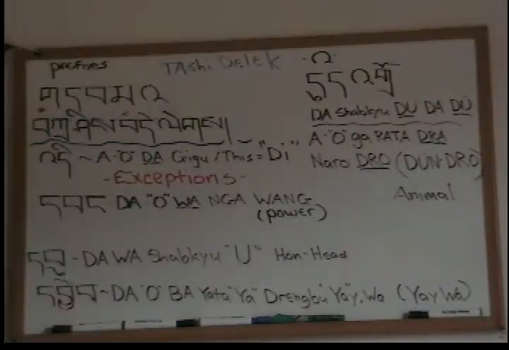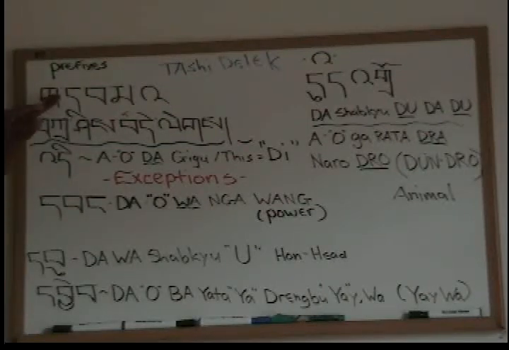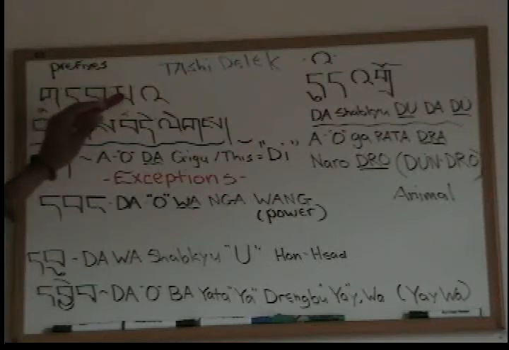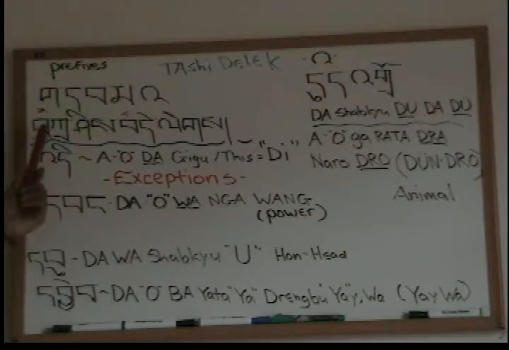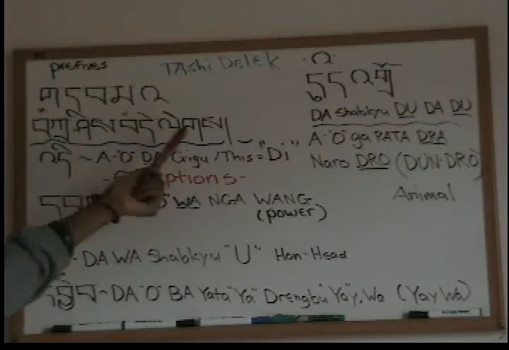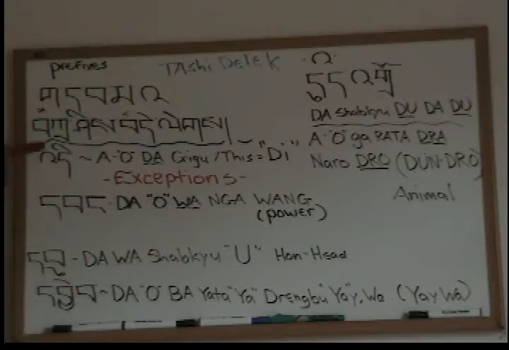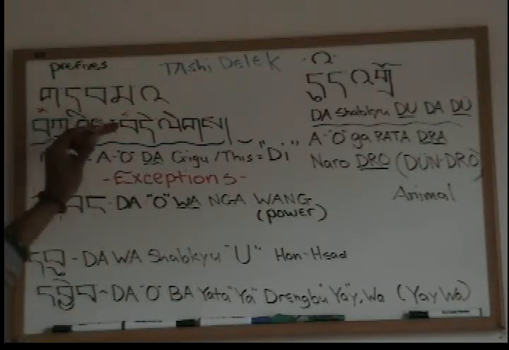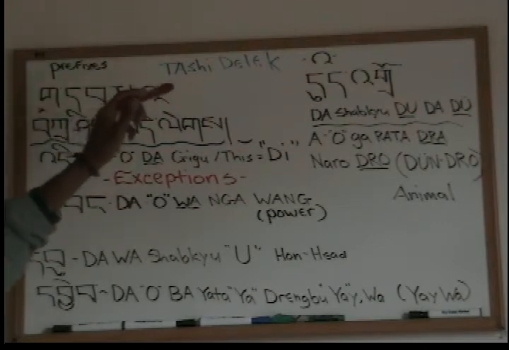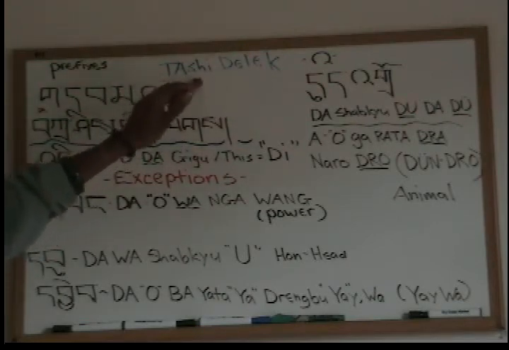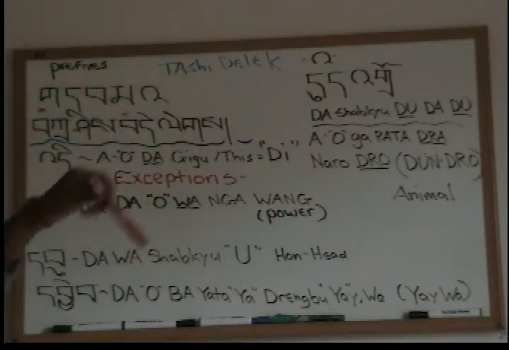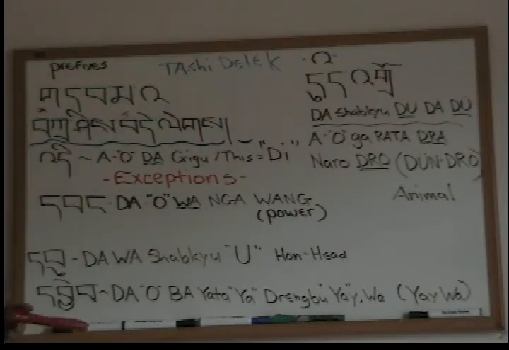All right, so we have our prefixes. These are our 5 prefixes in Tibetan: ga, da, ba, ma, and a. Those are our prefixes. What I've done here is write out an example to show you how the prefixes work. This word is Tashi Delek, and I wrote it here. Many of you already know what that means. It's hello or hi, Tashi Delek.